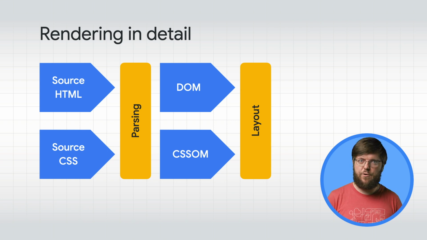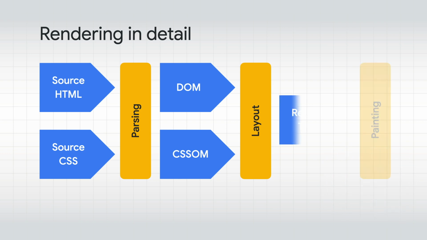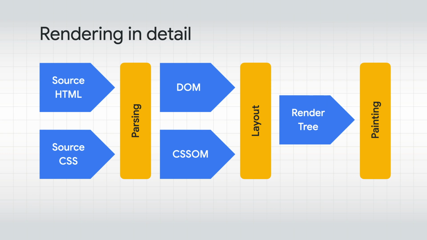The browser then takes the DOM and CSSOM and figures out how to fit all this stuff into the browser window. This is called layouting and creates a render tree. The render tree basically contains the sizes and positions on the screen for each of the elements in the DOM. The browser uses this tree to paint the actual pixels that make up what we see in our browser window.